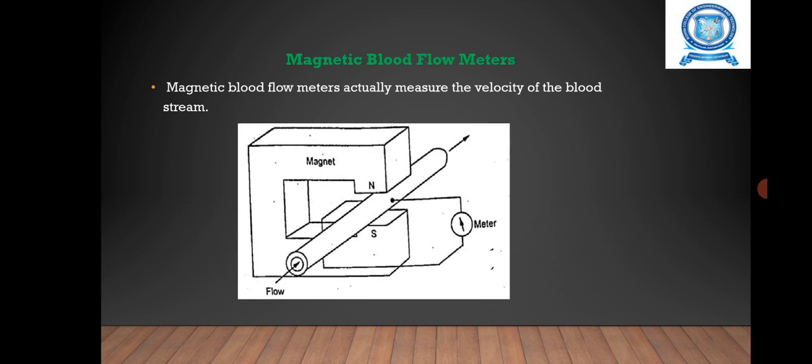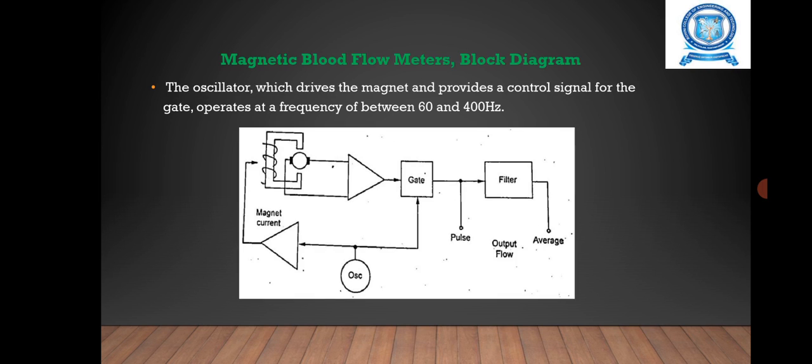The electrodes are located on the outside of the blood vessel, perpendicular to the direction of the magnetic field. The oscillator drives the magnet and provides a control signal for the gate, and it operates at a frequency between 60 and 400 Hz. The gated detector makes the polarity at the output reverse when the flow direction reverses. The frequency response of this type of system is usually high enough to allow the recording of the flow pulses. The mean or average flow can be derived by use of a low pass filter.